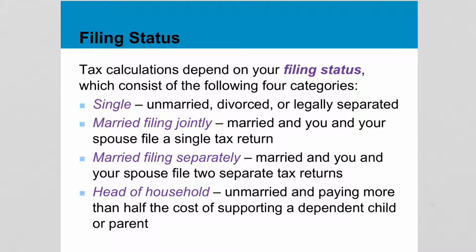There are 4 different filing statuses. There's single, obvious, married filing jointly, married filing separately, or head of household. And that's the case if you're unmarried but have children, then you can claim head of household. And that gets you a little bit better than filing single.